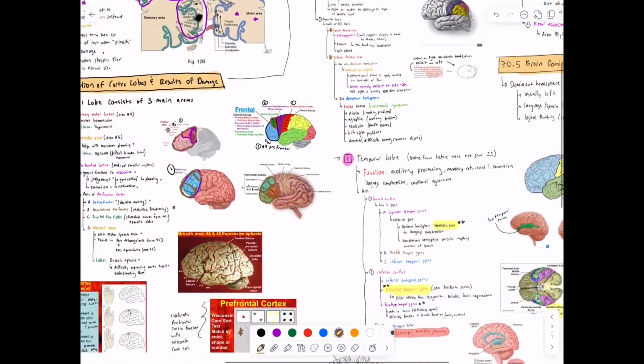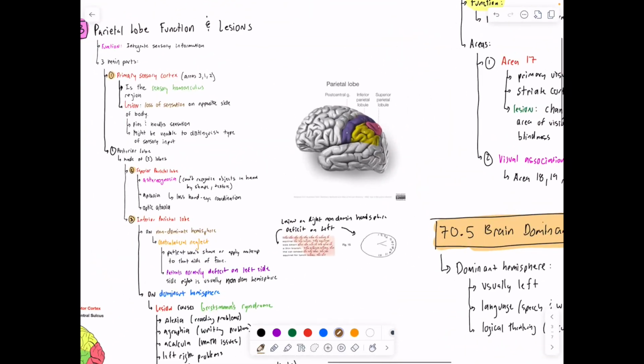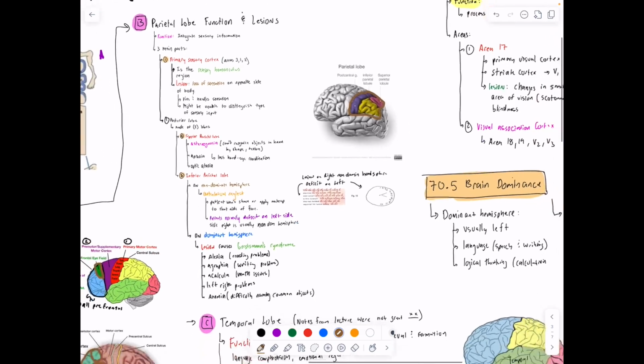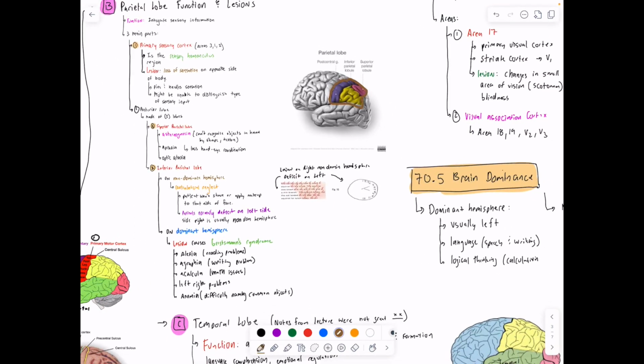And then we have more of the cerebral cortex. So we have the parietal lobe, of course, and we can see the parietal lobe here. The nice thing is we don't have too much here other than there's really three parts. We're familiar with the primary sensory cortex, which is going to give us our sensory homunculus. Lesion to this is going to cause loss of sensation on the opposite side of the body, pins and needles sensation, and you might have difficulty distinguishing the type of sensory input if you do get it.